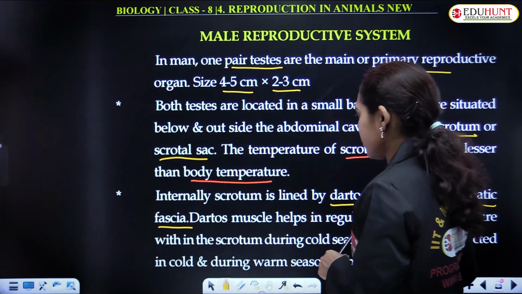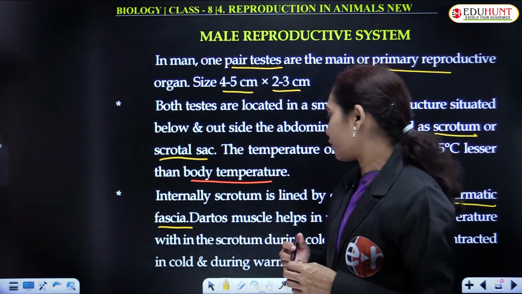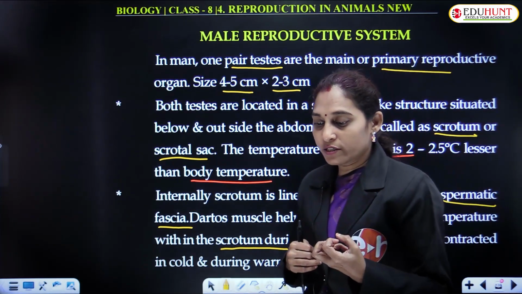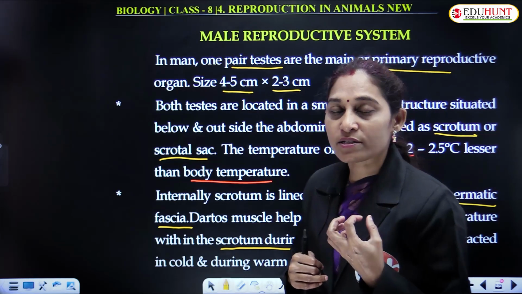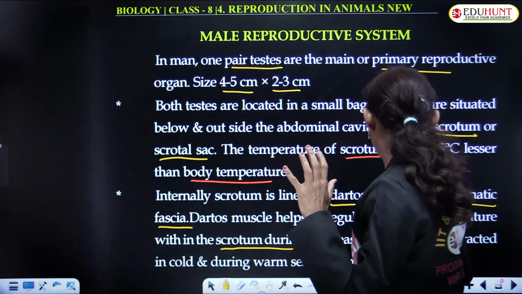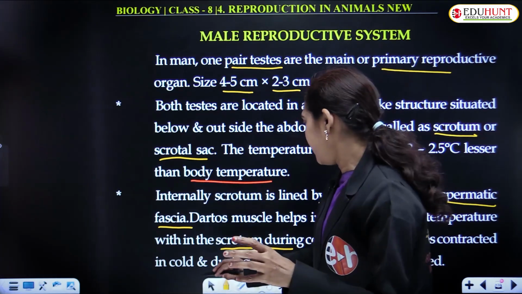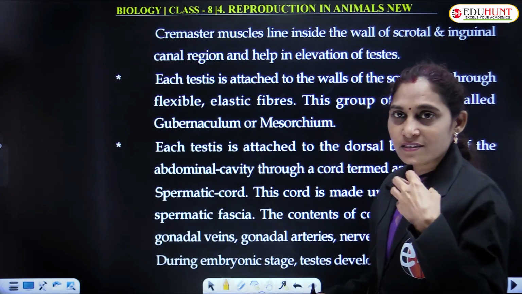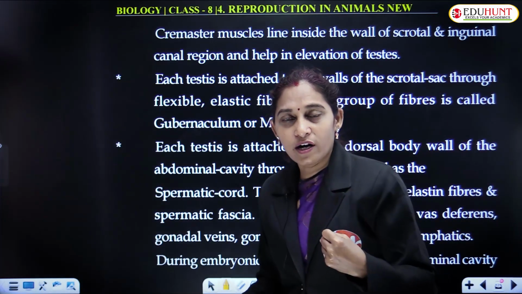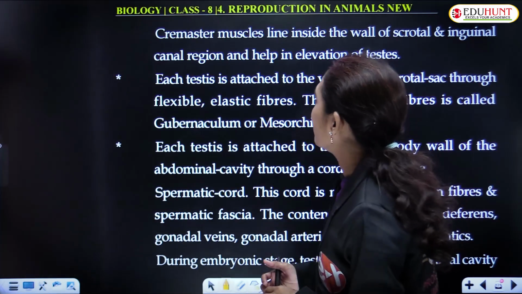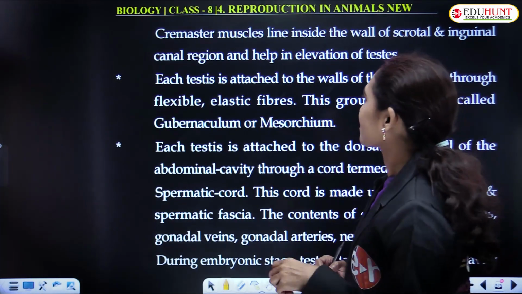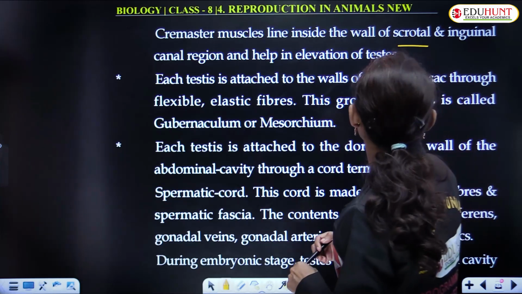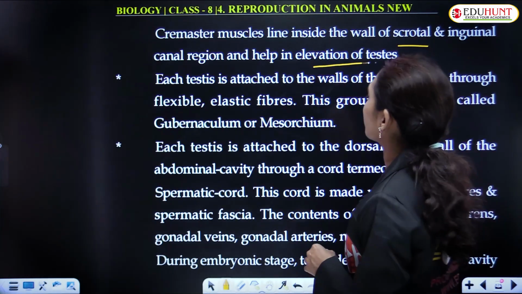The dartos muscle helps in regulation of the temperature within the scrotum. During cold season, the muscles contract, and during warm season they become relaxed. When the temperature is high, it relaxes, and when the temperature is lower, it contracts. The cremaster muscles line the wall of the scrotal and inguinal canal region and help in elevation of the testes.